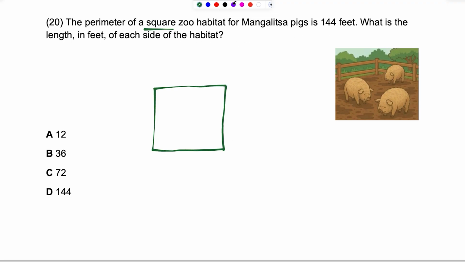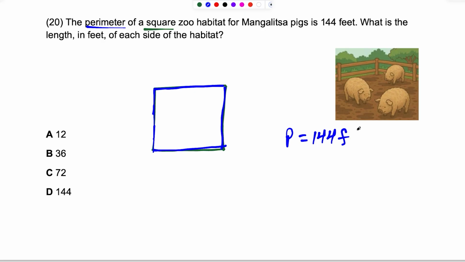So we should know that the perimeter is the distance going all the way around a shape. Okay, so that would be if we took the side length of each side of the square and added them all up, we would get 144 feet. Okay, so the perimeter is 144 feet.